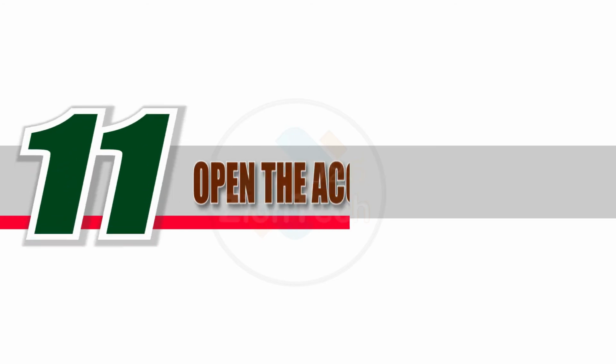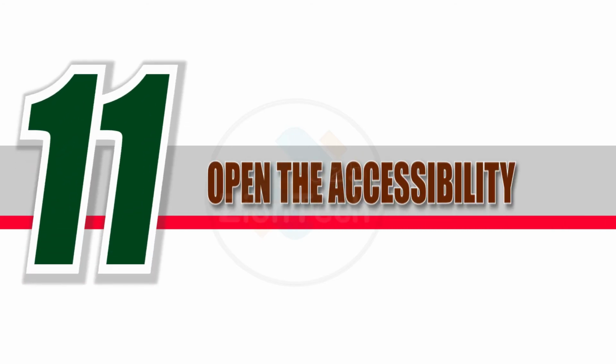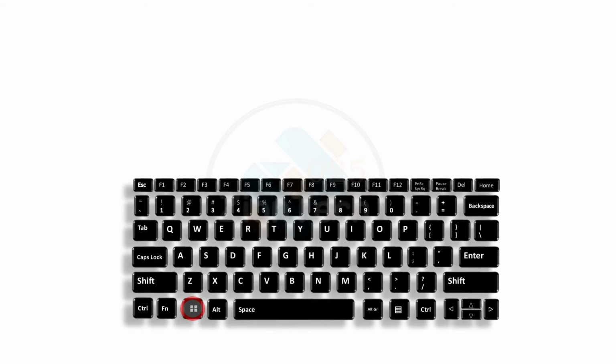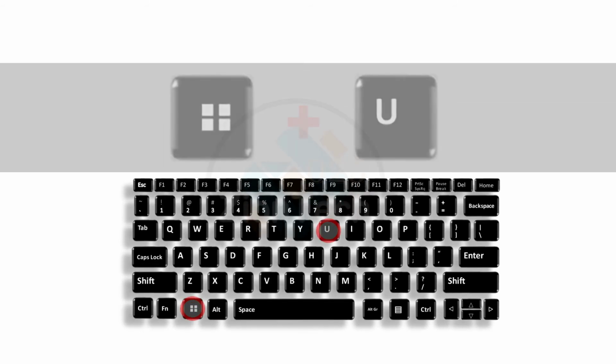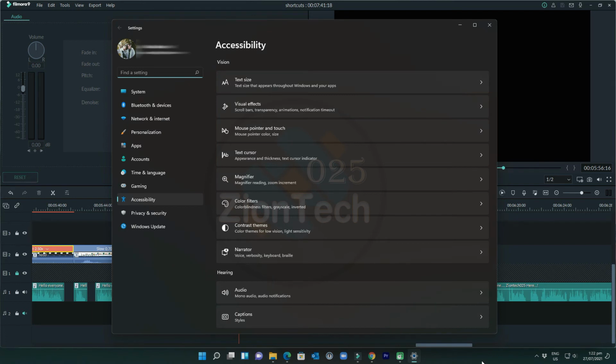Number 11. Open the accessibility. It is so easy to open the Windows accessibility by pressing Windows key plus U, where you can immediately access the most important settings in the system related to vision and hearing, such as text size, visual effects, mouse pointer and touch, text cursor, magnifier, color filters, contrast themes, narrator, audio and captions.